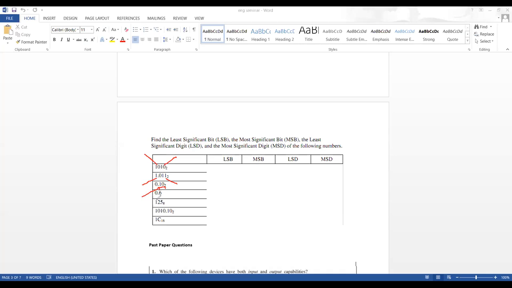Right? When you take this one, LSD and MSD, again it is the same type of thing. Six is the MSD as well as the LSD. Here MSD is 1, 5 is LSD. Here again 1 is MSB, not the MSD. And this one is LSB. Then 1C, this is the MSD and C is LSD.